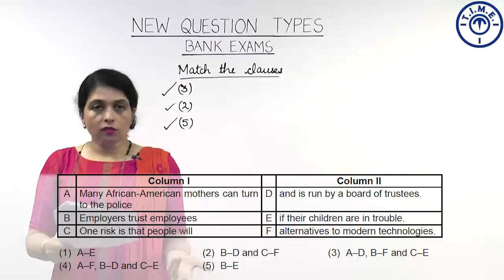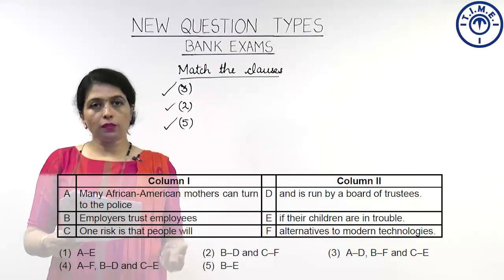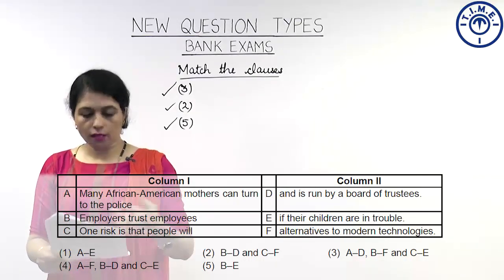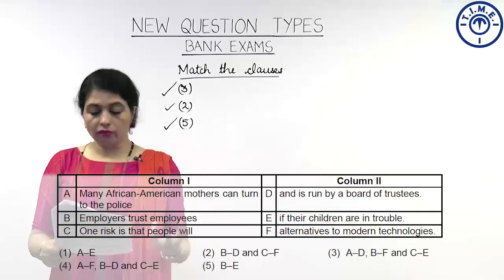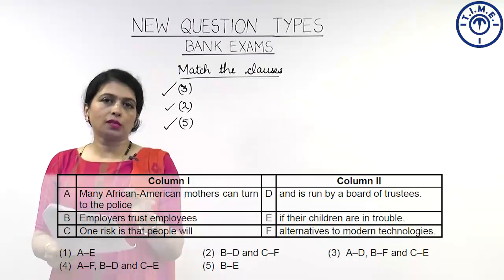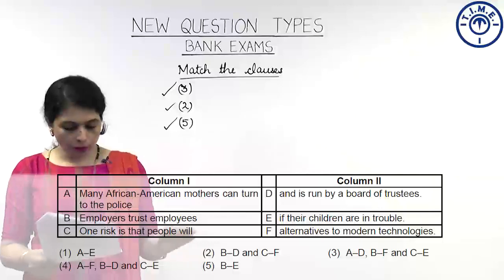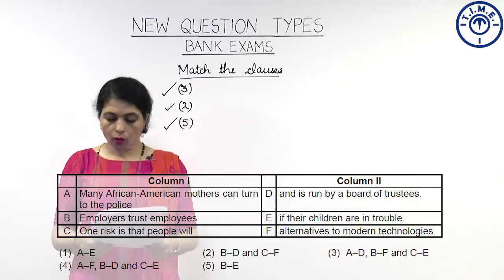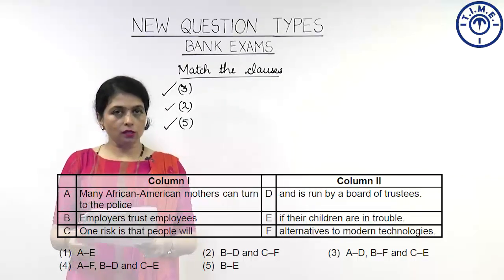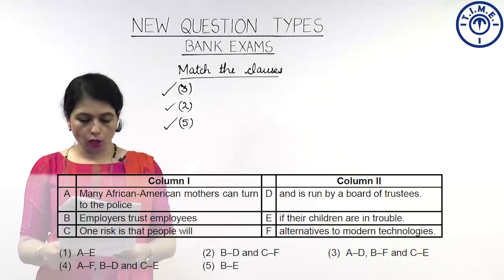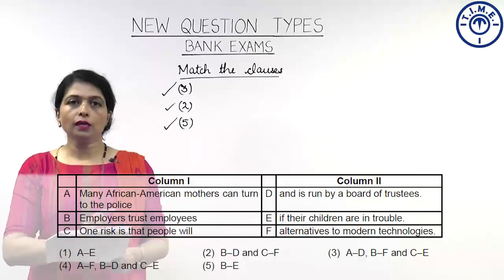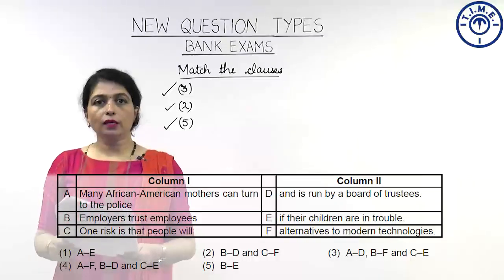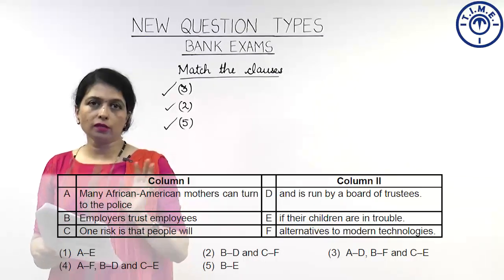People will, if their children, again though people is plural and "their" is plural, there is no clarity, no logic in saying one risk is that people will if their children are in trouble. So there seems to be something missing in between, and C with E also is not correct. One risk is that people will, alternatives to modern technologies. Now this also does not make any sense at all. So we understand all in all A and E is the only meaningful combination that we can get out of these sentence halves that have been given to us.